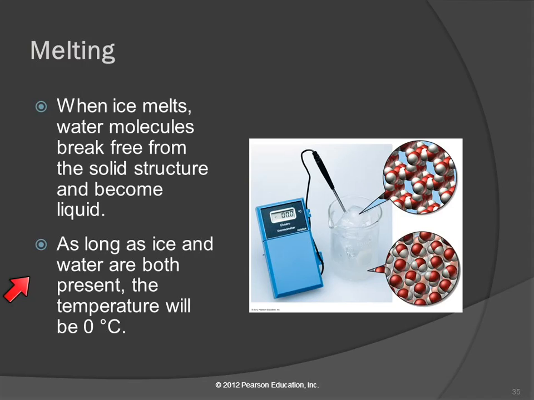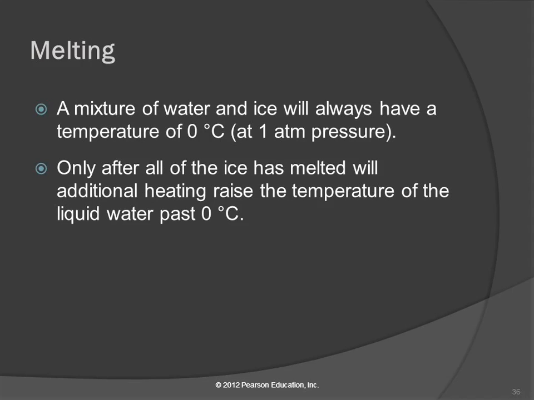As long as the water and ice are both present, the temperature will be 0 degrees Celsius. And this is similar to what we saw with boiling water, where the temperature remains constant until the state change is finished. So when we have a mixture of water and ice, it's always going to have a temperature of 0 degrees Celsius at 1 atmosphere of pressure. The pressure will affect that temperature somewhat. The temperature will not rise until all of the ice has melted.